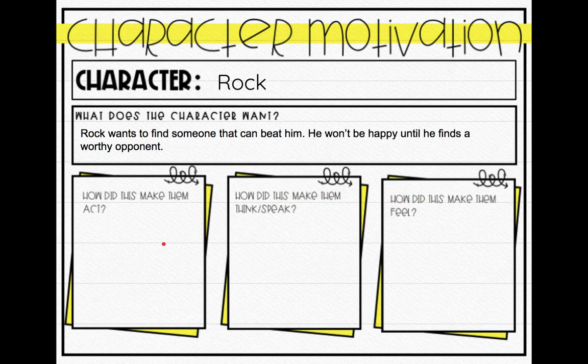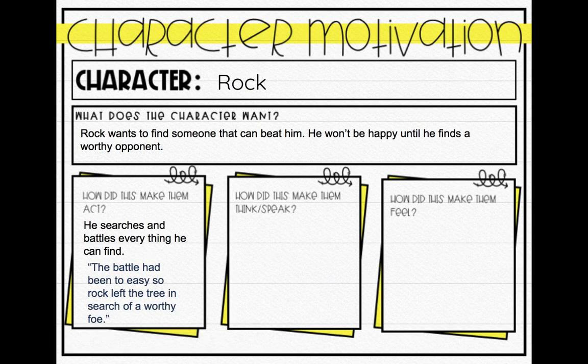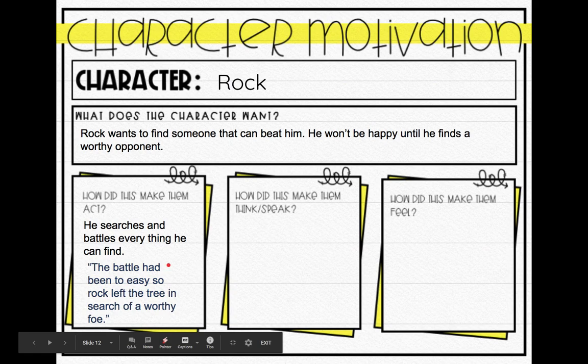So how does this make Rock act? Well, he searches and battles everything he can find. He battles the clothespin, he battles the apricot. When he finally comes across scissors and paper, he battles them as well. But I wanted to back up my answer with some text evidence. So I went back to the book, and this is a line that I pulled out here. It said, "The battle had been too easy, so Rock left the tree in search of a worthy foe." So he's going searching for someone he can fight. Okay, this proves that him wanting to find someone he can beat is influencing how he's acting.